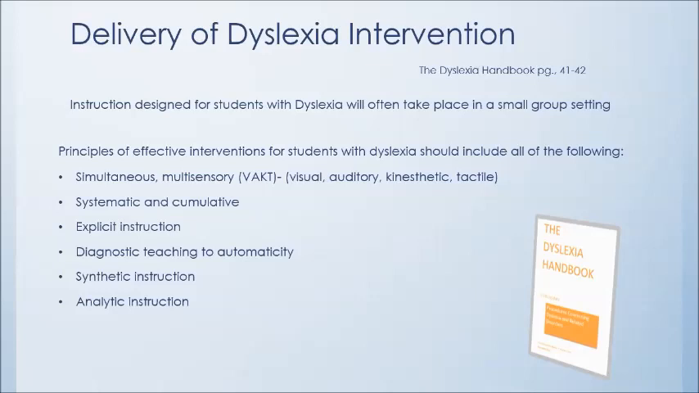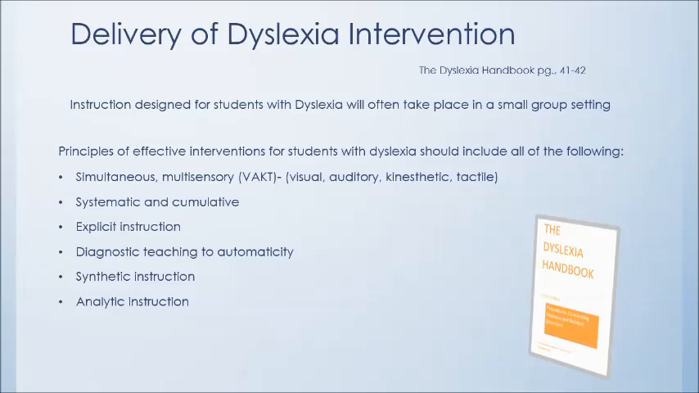Poor readers do not learn that print represents speech simply from exposure to books or print. Explicit instruction is an approach that involves direct instruction. The teacher demonstrates the task and provides guided practice with immediate corrective feedback before the student attempts the task independently. Diagnostic teaching and automaticity is where the teacher must be apt at perceptive and individualized teaching.